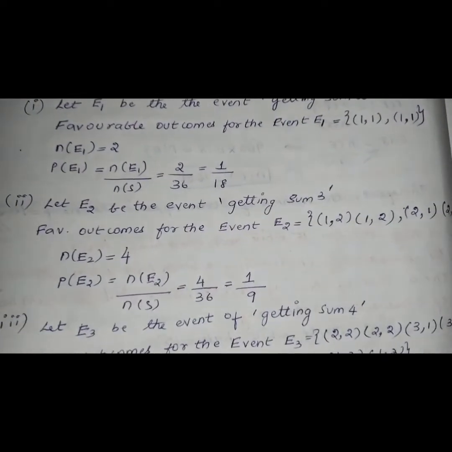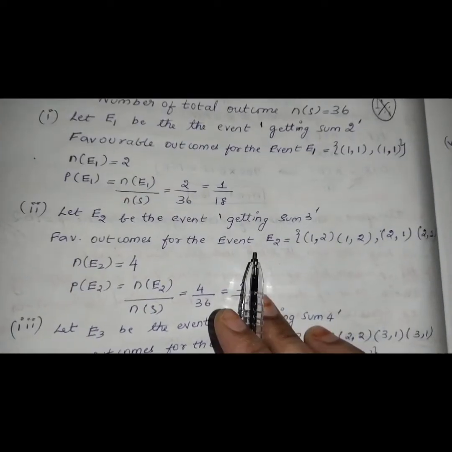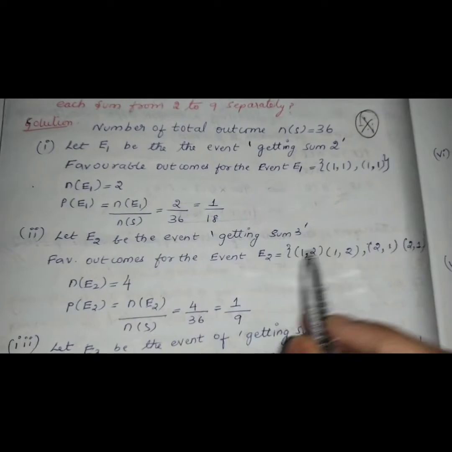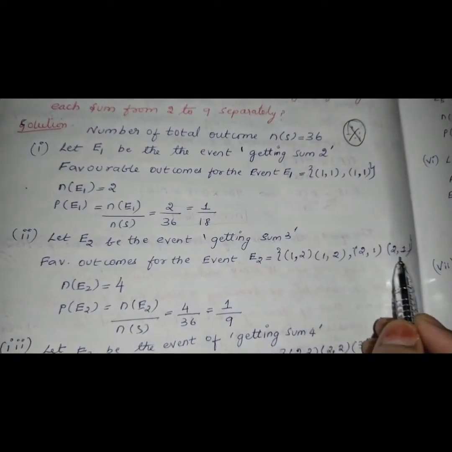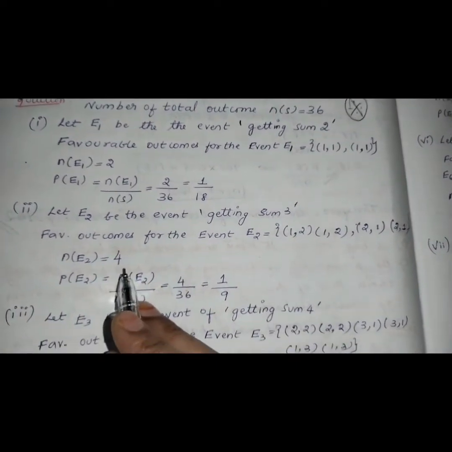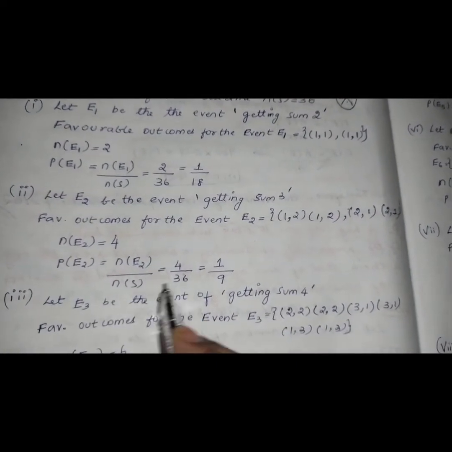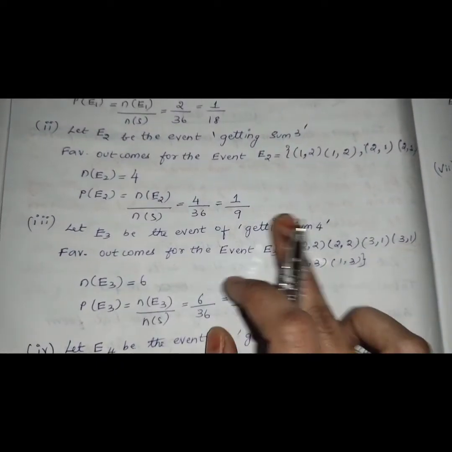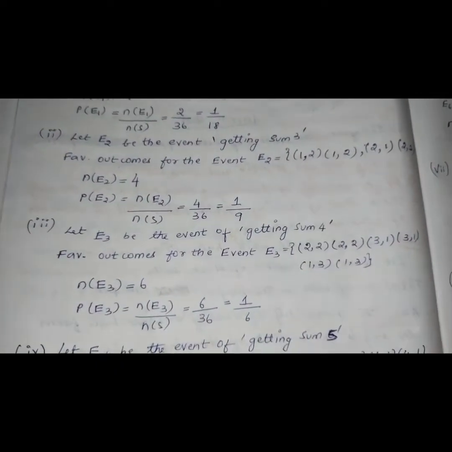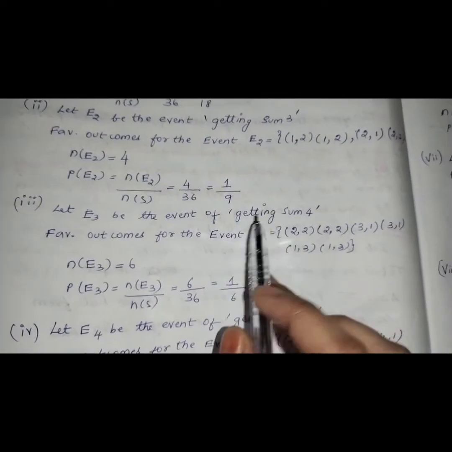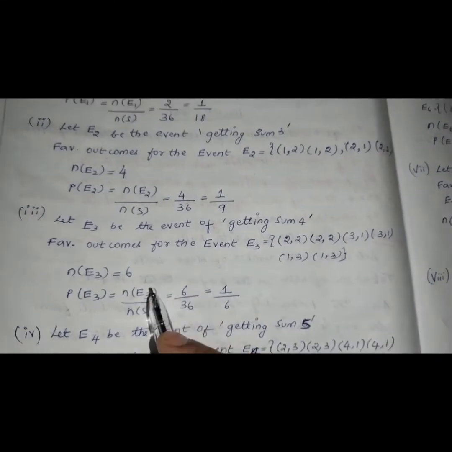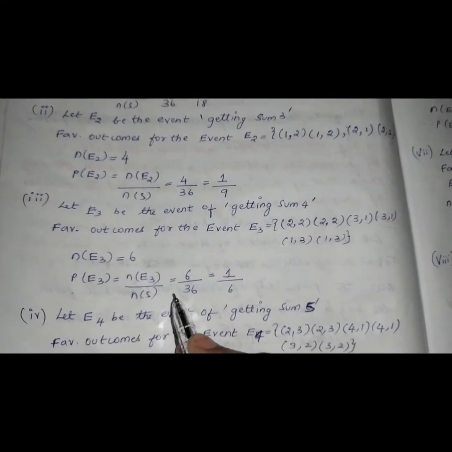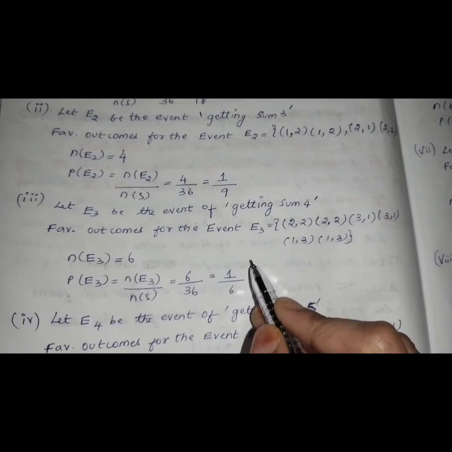Subdivision 2, let E2 be the event of getting sum 3. Getting sum 3, the values of E2 are 1 2, 1 2 and 2 1, 2 1. So N of E2 is 4. P of E2 equal to N of E2 by N of S, 4 by 36 equal to 1 by 9. Subdivision 3 is getting sum 4. We have to find the same up to sum 9. Getting sum 4, the value of E3 is 6. So substituting in the formula, P of E3 is 6 by 36, 1 by 6.